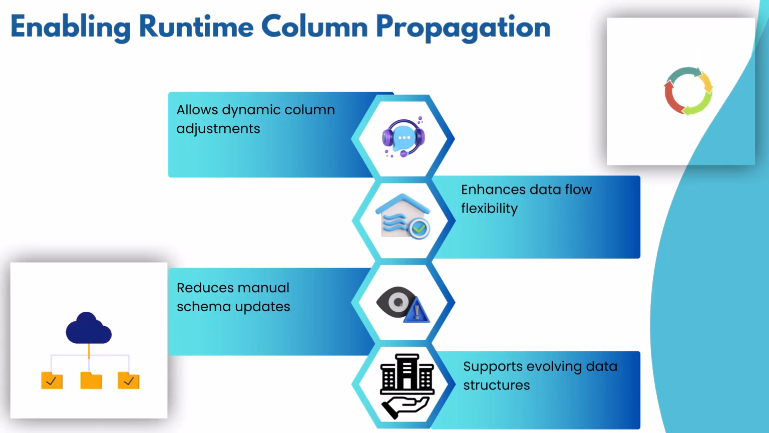Imagine you're working with a dataset that keeps changing. Frustrating, right? Runtime column propagation solves this by automatically adjusting column structures on the fly. This means less manual intervention and more seamless data transformations. It's like giving your schema a mind of its own, constantly adapting to new data without breaking workflows.